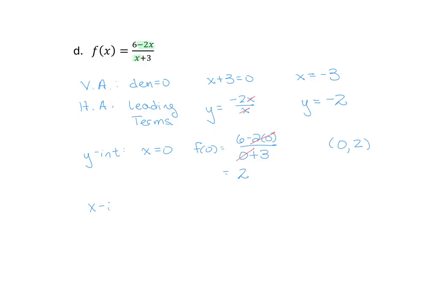And finally, for our x-intercept, we want to set the numerator equal to 0. If we set the numerator equal to 0, we can solve for x. We get negative 2x equals negative 6. We subtract 6 from both sides, and if we divide by negative 2, we get x equals 3. We want this in point form, so when x is 3, y is 0.